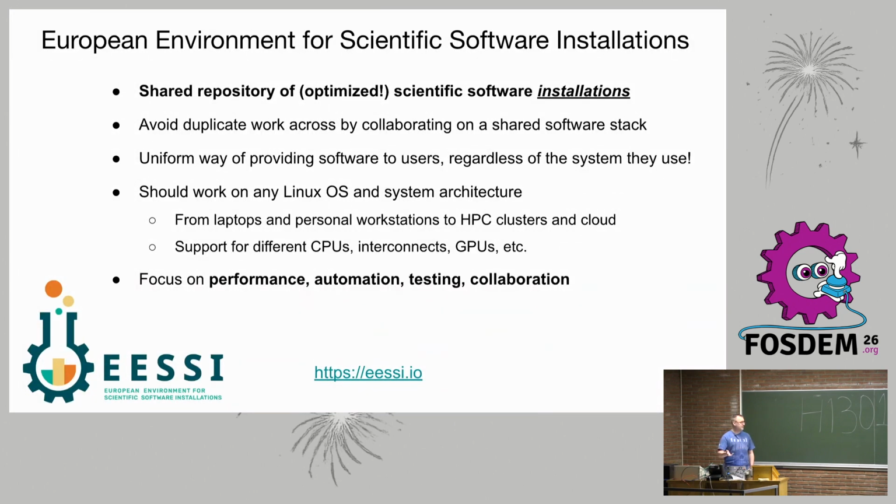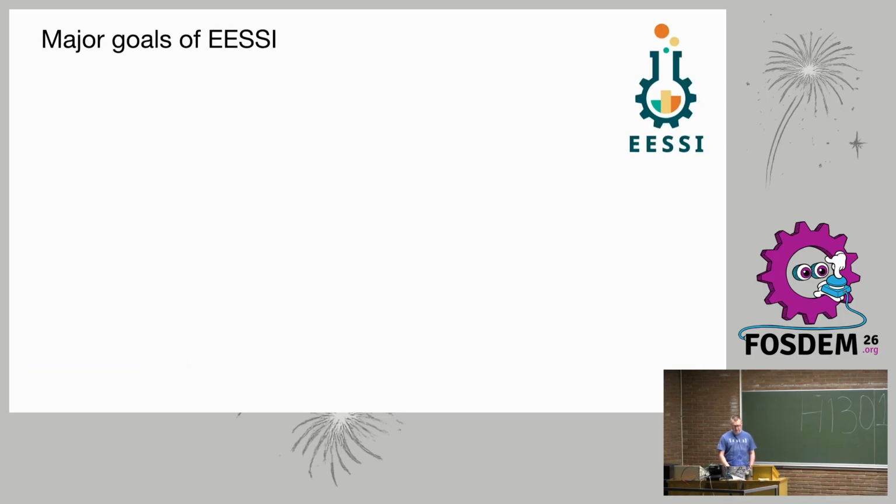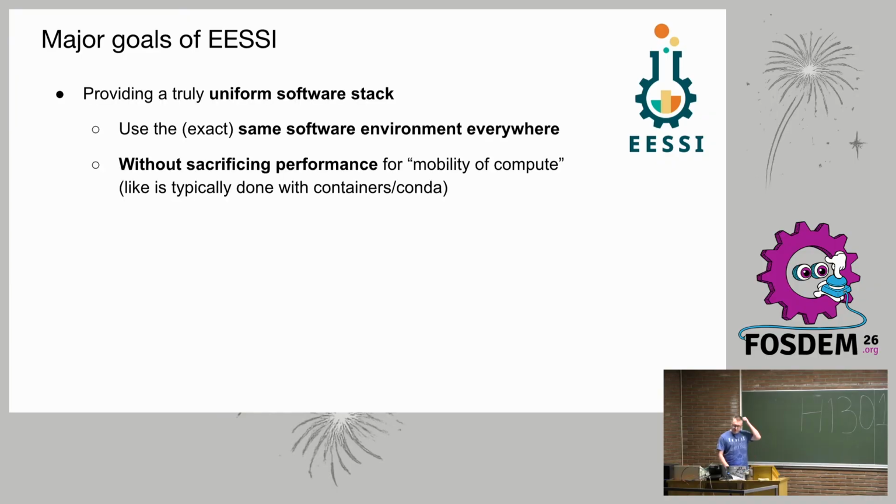And performance is our number one focus point, but we want to automate things. There's lots of software, so we need to automate things as much as possible. We're very serious about testing as well, and of course collaboration is everything we do. Some of this is funded through a Euro HPC Center of Excellence, so the European does really help for getting money to build this out. So yeah, some of this is repetition. Uniform software stack essentially means you have the same software environment everywhere.